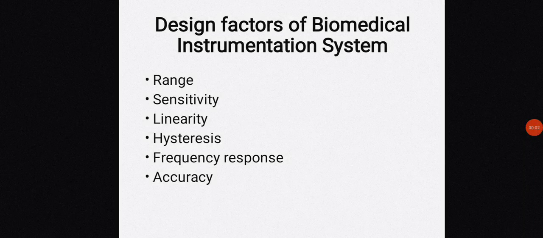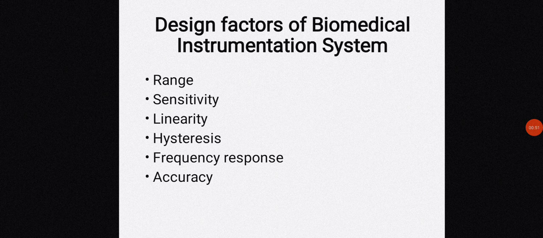Hello students, in the previous lecture I started the topic design factors of biomedical instrumentation system. I told you while designing any biomedical instrumentation system or medical instrument system, there are certain factors that need to be considered for the designing purpose, or you can say these are the specification factors. Means for a particular application, if you have to choose a biomedical instrument, then you will go for the specifications of the different instruments available, and then you will find that instrument whose specifications will match your requirement. So that's why we need to study all the specification factors in detail.